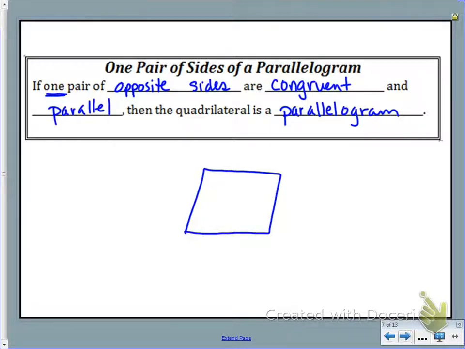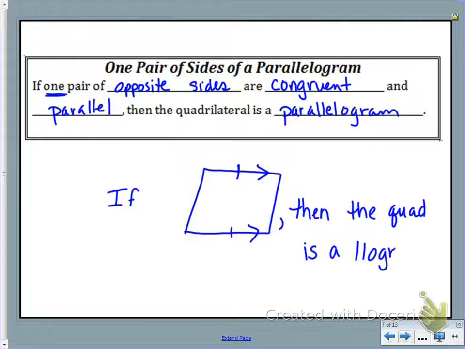If we look at this, what we're saying is if just one of these pairs of opposite sides is congruent and the same pair of opposite sides is also parallel, then the quadrilateral is a parallelogram. Now, that's enough evidence to show that this indeed is a parallelogram. So does that mean that the other pair of opposite sides is not congruent? Well, no, that's not what this is saying. It's just simply saying that you don't need to know that in order to confirm it's a parallelogram.